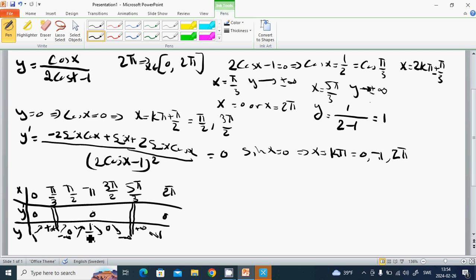Then we are going to draw it. For x equals π/3 and 5π/3, we have a vertical asymptote, and from here it is going up, and from here we have this, this, this. And from here you are going to go up.